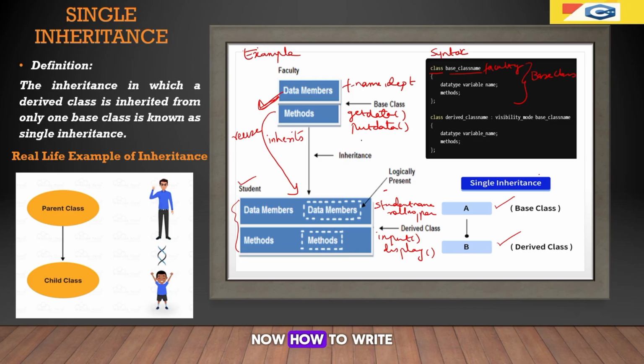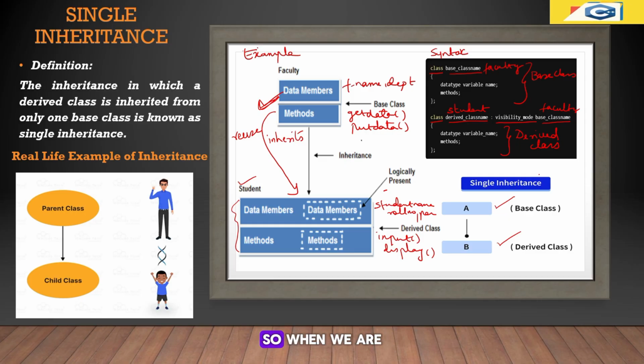Now how to write it for the derived class? Again, class is a keyword. This is the derived class name. From the example, we can say this is a student class, and I have a visibility mode and a base class name. And these are the data members and methods of the derived class. We will see the meaning of visibility mode in the next slides.